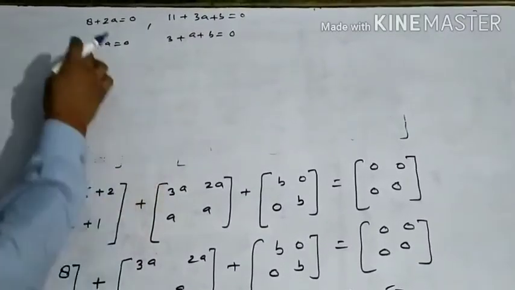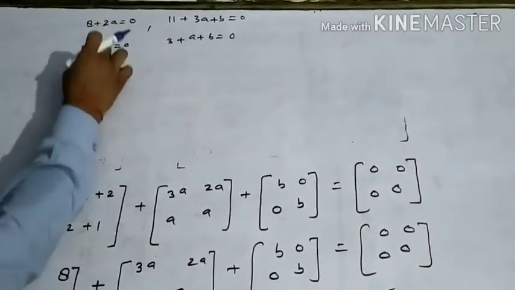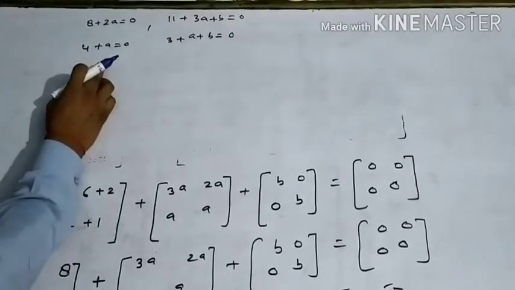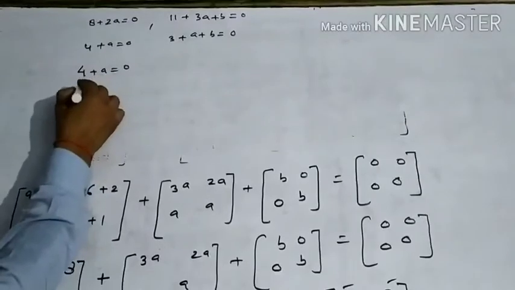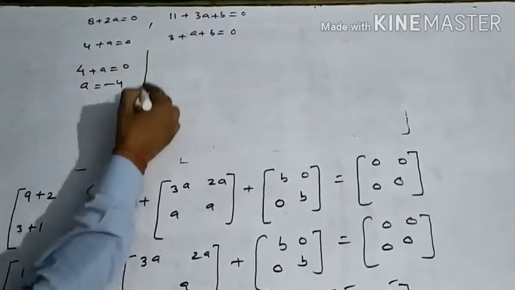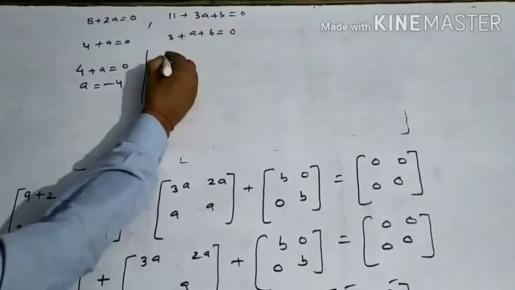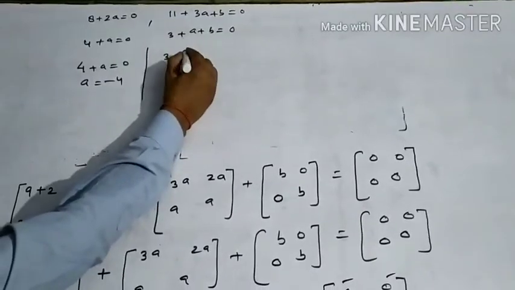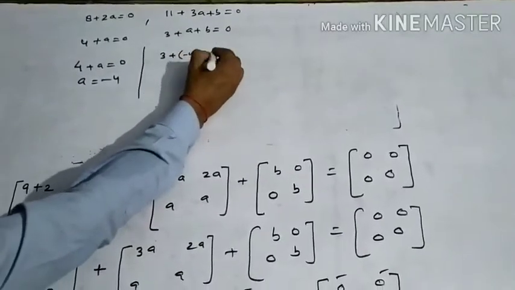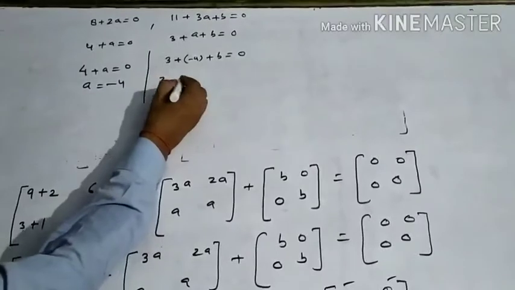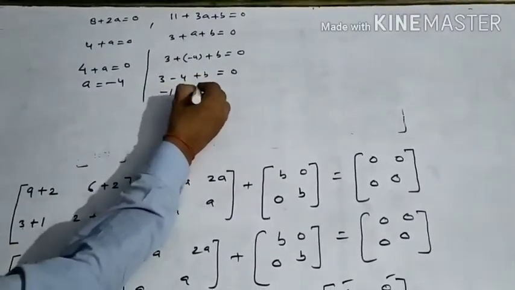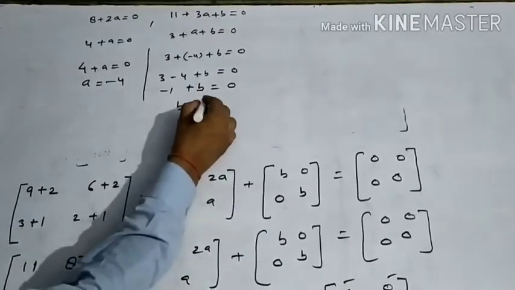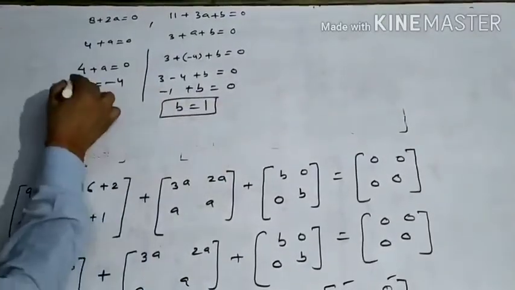Now either we take this or this, we can easily calculate the value of a. So 4 plus a equal to 0, so a equals minus 4. Now here I have to take this, so 3 plus a, we calculated minus 4, and then plus b equal to 0. So 3 minus 4 plus b equal to 0, so minus 1 plus b equal to 0, so b equals 1. So this is the value of b, and this is the value of a.